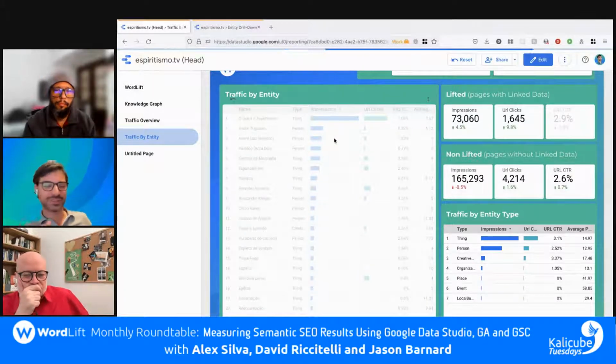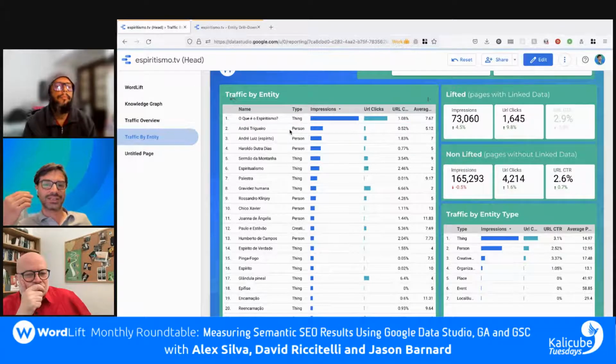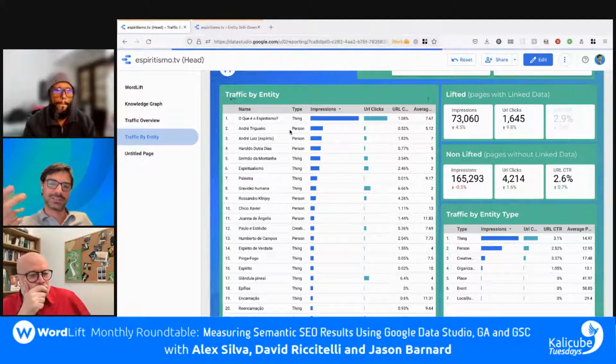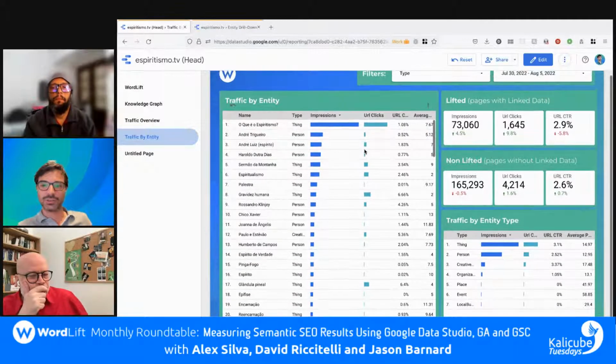But I think, like we were saying last day, it really makes sense. It's really encouraging and satisfying to see that the first entity here, Espiritismo, is the one attracting the most impressions and the most clicks, because it's actually the main concept of the website, right? Yeah, exactly. So this is useful in terms of reporting, but also in terms of further growing the knowledge graph.